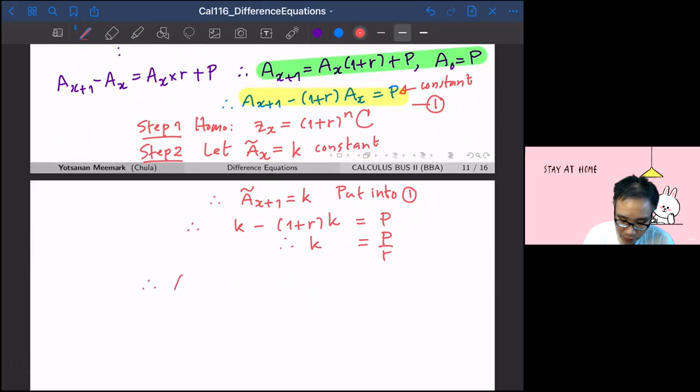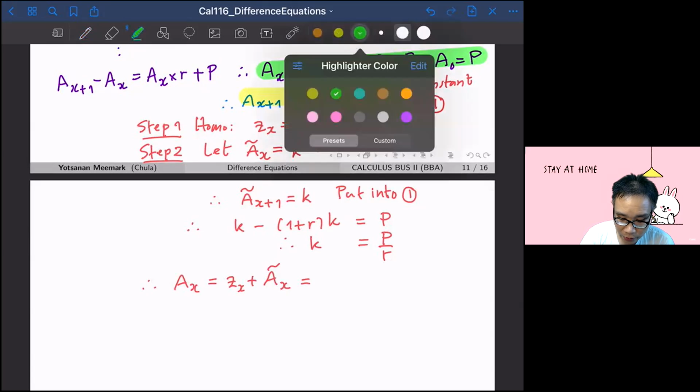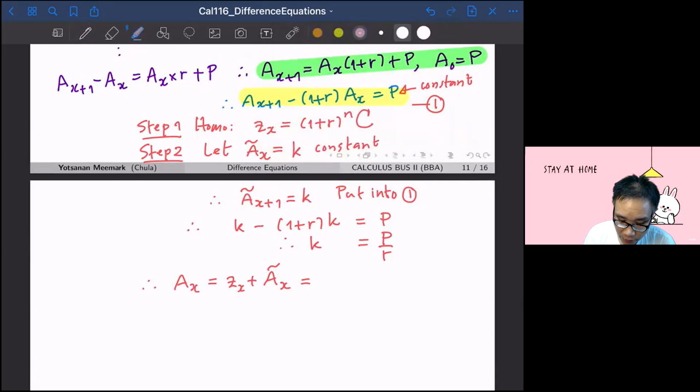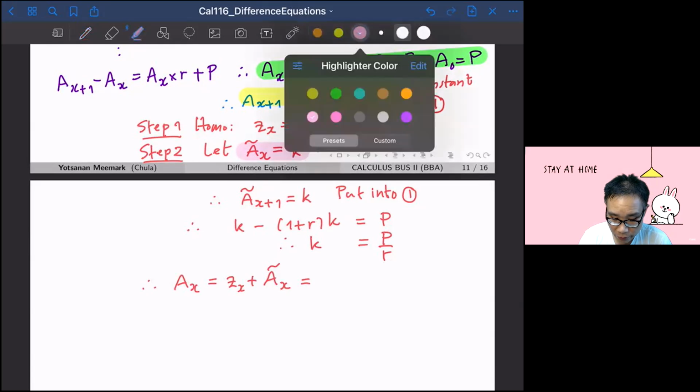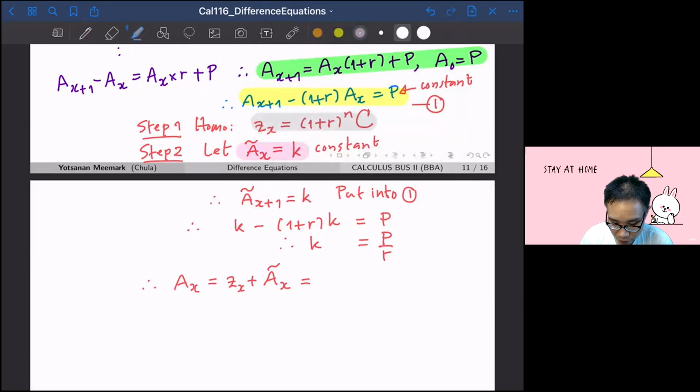So you get a_x equal to z_x plus a tilde x. It's going to be z_x plus a tilde x, and I used to highlight the pink guy, which is a tilde x. And you have your z_x is the gray one. So you have z_x plus a tilde x.